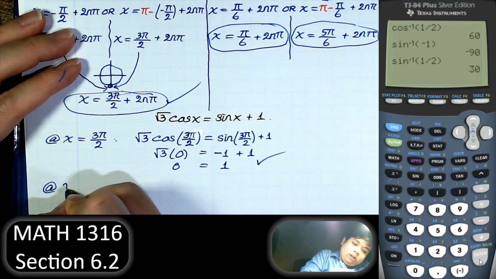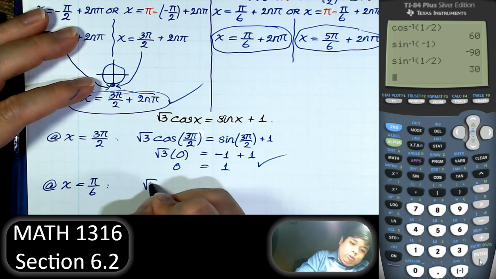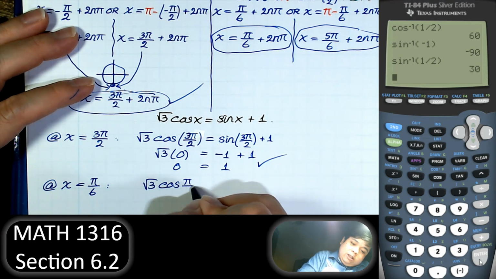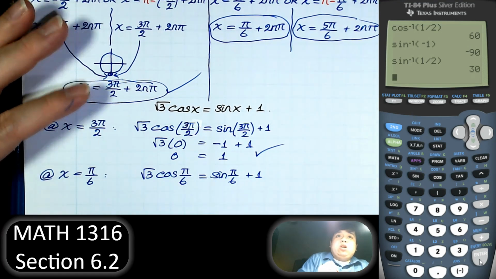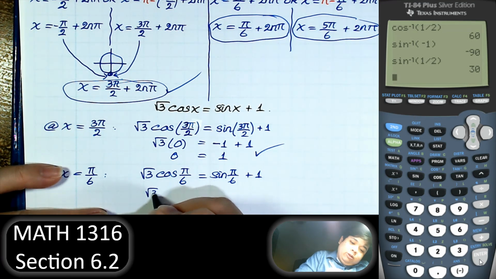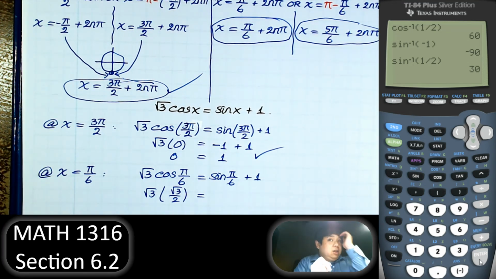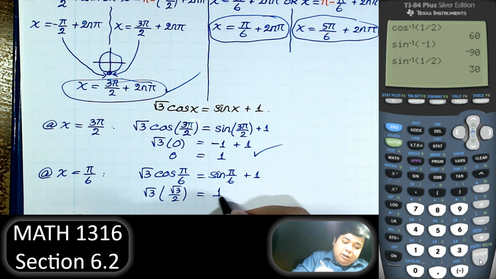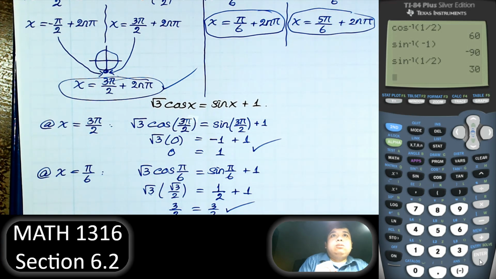Now check for the other two. Pi over 6: square root of 3 cosine of pi over 6 equals sine of pi over 6 plus 1. Cosine of pi over 6 is square root of 3 over 2, so I have square root of 3 over 2. And sine of pi over 6 is 1/2. Multiply square root of 3 times square root of 3, so that's 3 over 2. 1/2 plus 1 is 3 over 2. So that works.